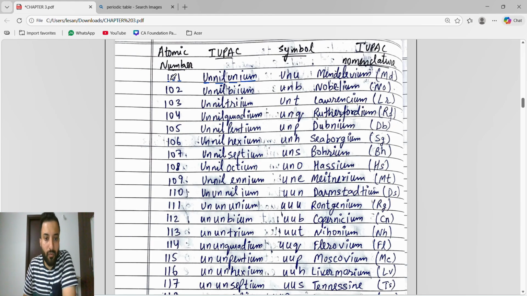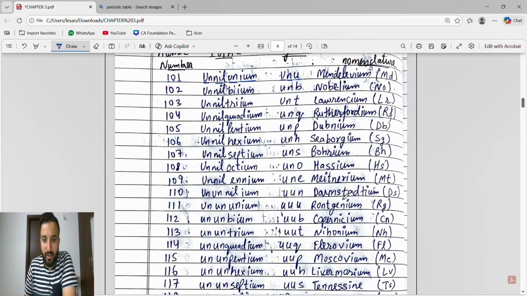So the symbol: for 1 it is U, for 0 it is n, and again for 1 it is U. So it is the U, n, U symbol. This I will tell you guys.